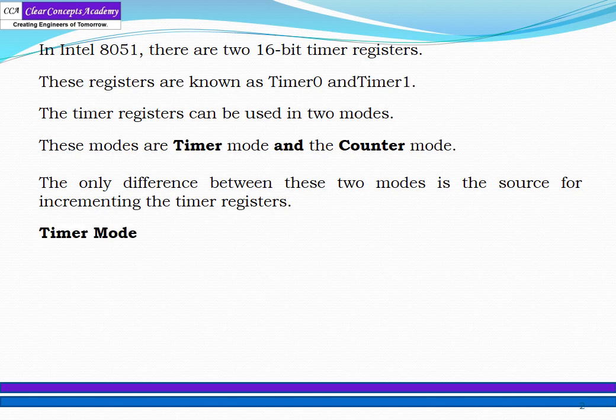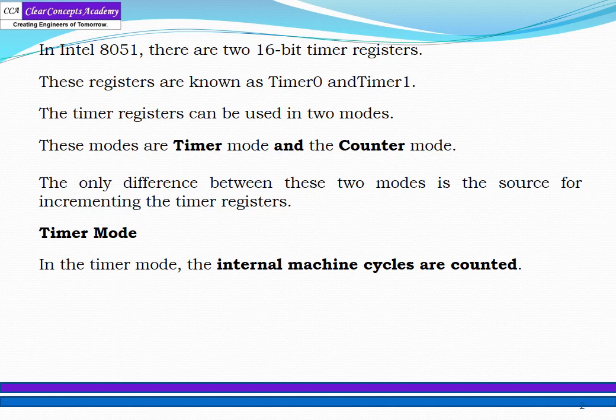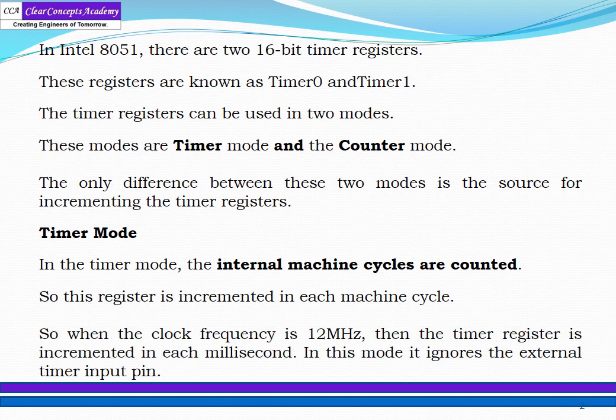In the timer mode, when it is using the internal clock for counting the pulses, then it is a timer. In the timer mode, the internal machine cycles are counted, so this register is incremented in each machine cycle. When the clock frequency is, say, 12 megahertz, then the timer register is incremented every microsecond. In this mode, it ignores the external timer input pin.